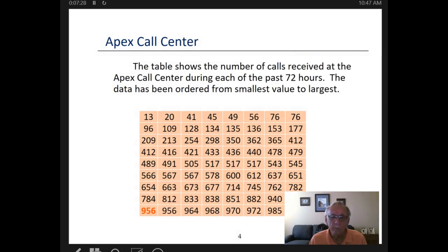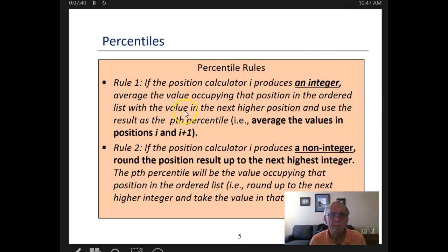For example purposes, we're going to use these 72 numbers in the data set. We will practice with these. This identifies the rule that we just talked about. If the calculation is an integer, add that number and the next number in the data set and divide by 2, etc.